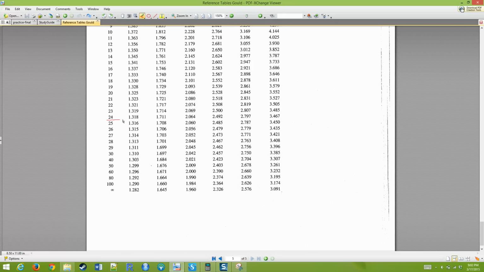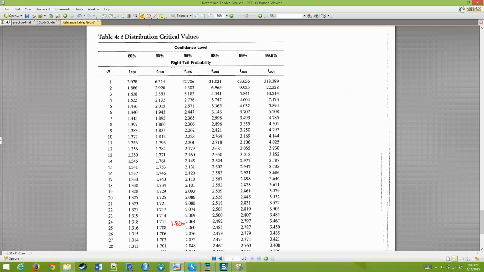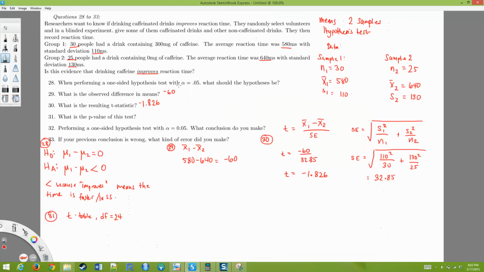All right, let's see. 24 degrees of freedom, and I'm looking for 1.826. So 1.826 goes right here. So that means the tail area is in between 0.025 and 0.050. Okay? Because 1.826 is in between these two numbers. So my tail area is going to be in between these two numbers. So the tail is between 0.025 and 0.050.